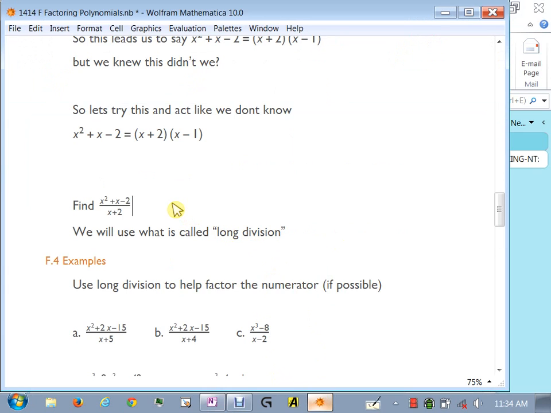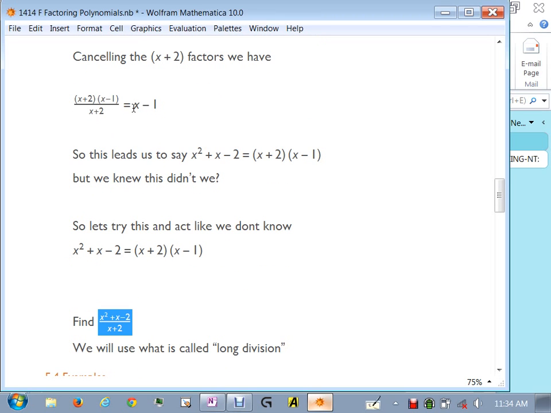Okay, so what I'm going to do right now is I'm going to do this problem right here. I'm going to get the answer that we know it is, right, x minus 1? But I'm going to do it without factoring, without acting like I did not know how to factor. Understand? Okay, so here I go.